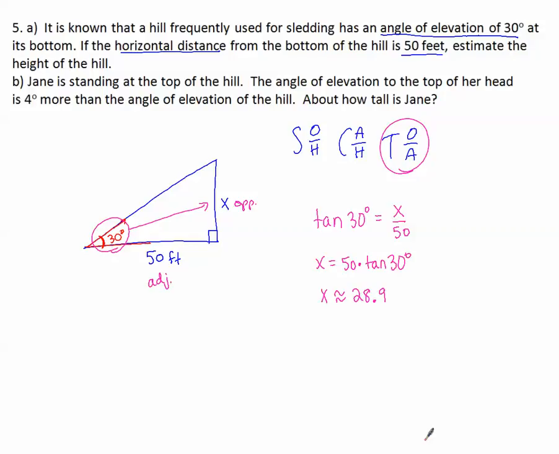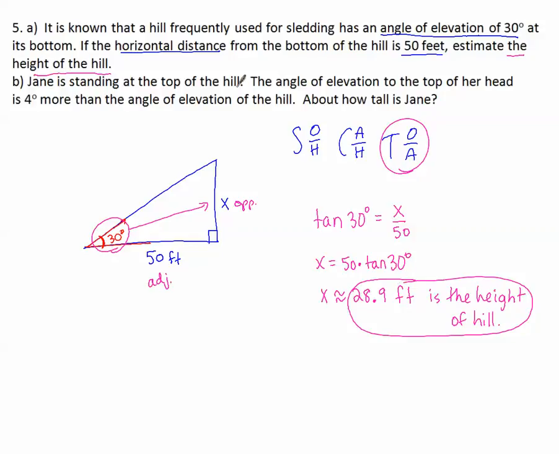And of course, being a word problem, we need words, which means we need units. So how to answer? Estimate the height of the hill, 28.9 feet, is the height of the hill. All right? Part A. Part B adds a little bit to this scenario. What does it add? Well, let's read.